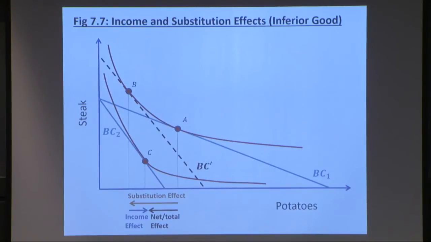We have two offsetting effects. On the one hand, when the price goes up, the substitution effect says I substitute away from it towards other goods. On the other hand, when the price goes up, I'm poorer, and if it's an inferior good, I'm going to buy more of it as a result. If the income effect were bigger than the substitution effect, the net effect would be pointing to the right, and I would have an upward sloping demand curve.